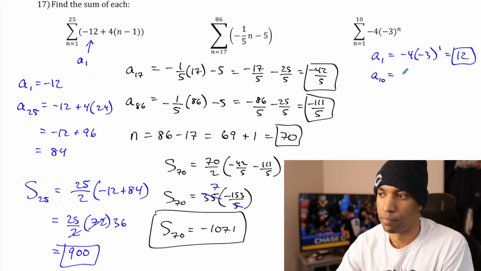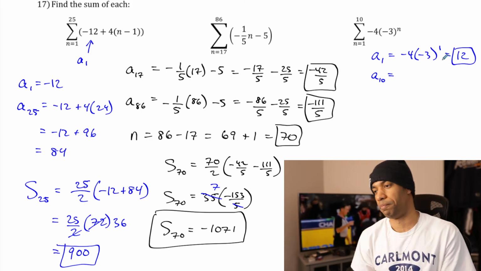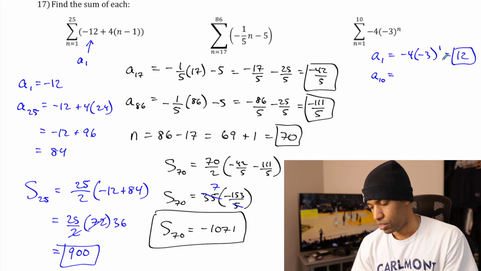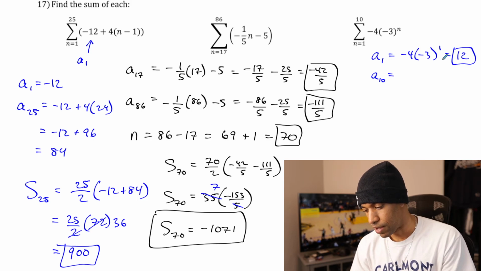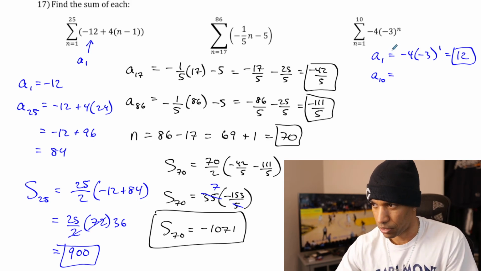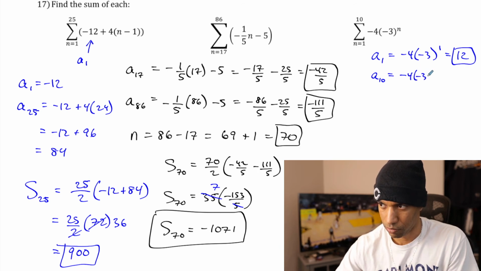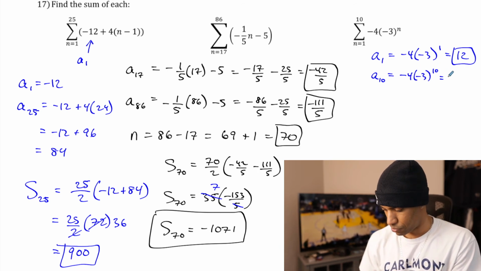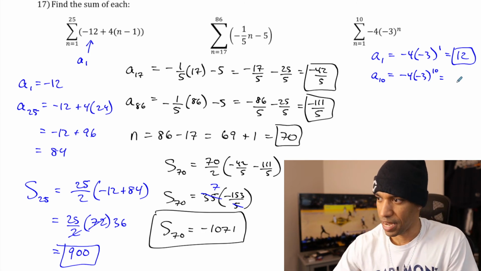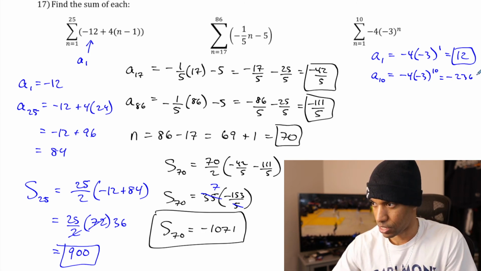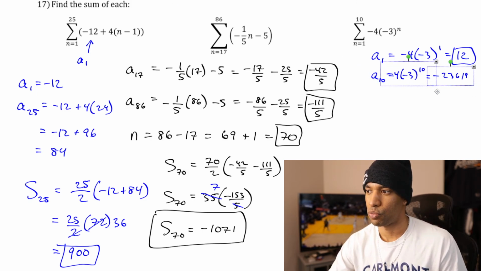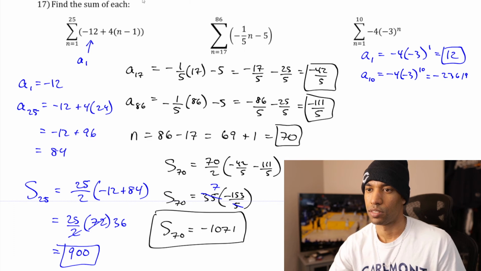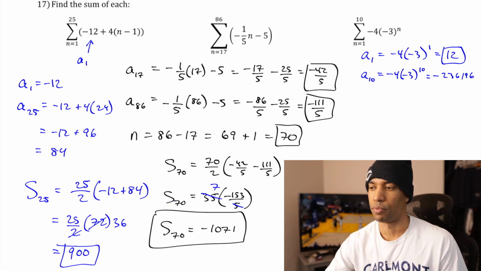Now your 10th term is huge. This is going to be a big answer. So negative 3, make sure that you're using parentheses around that negative 3. Negative 3 to the 10th power is 59049. I'm just going to do this all in the calculator here. Negative 4 times negative 3 to the 10th power is negative 236,196. There we go. Huge number there.